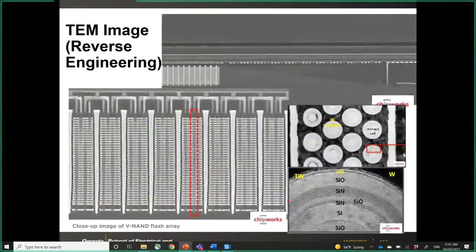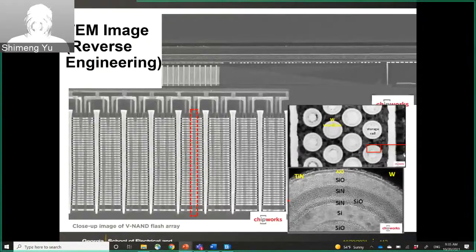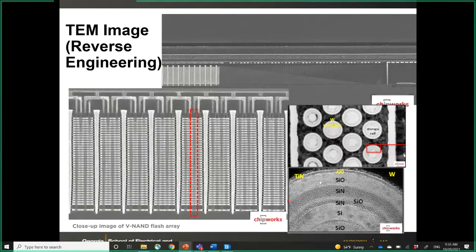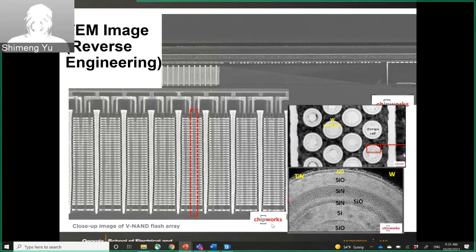So let's look at some of the reverse engineering images under the microscope. So this was done by ChipWorks, and later I think this company was acquired by TechInsights. So basically this is a company that does reverse engineering. So they got the chips from different vendors, and then they peel off the package and then cut the chips into cross sections, and then they take the images and try to reverse engineer what's inside the chip.